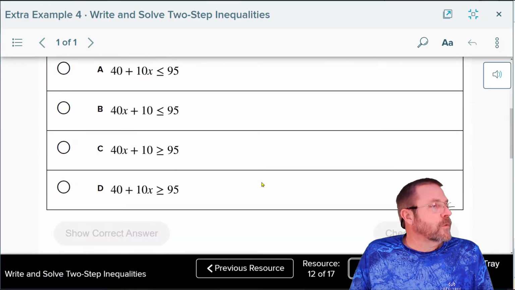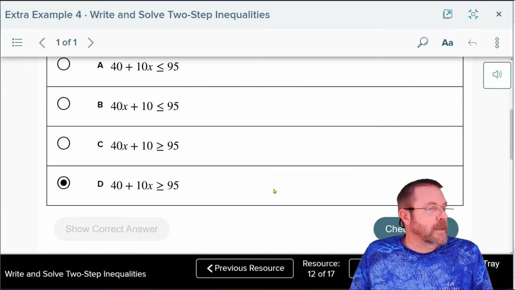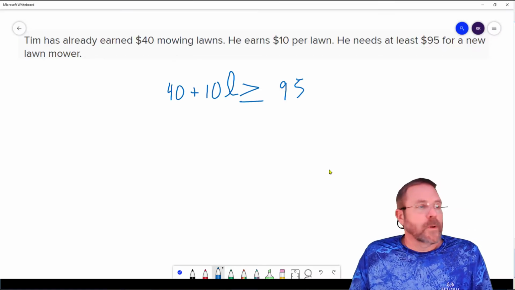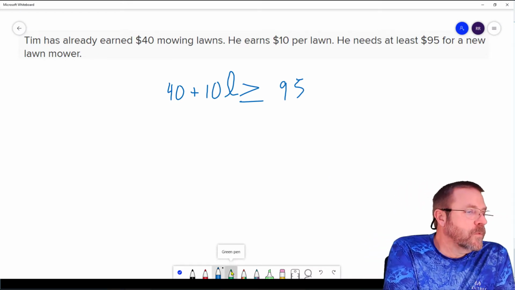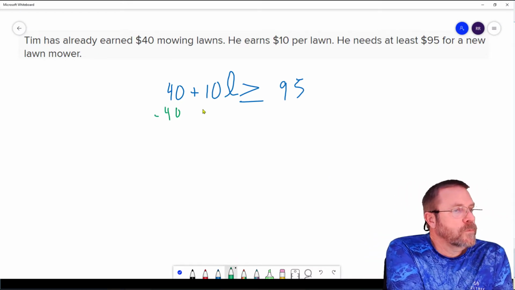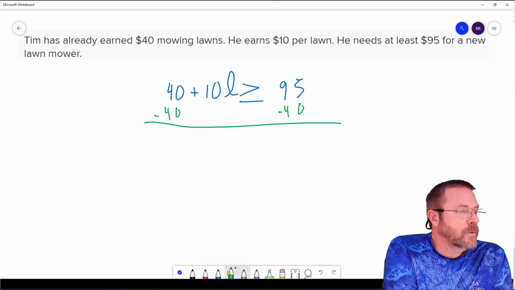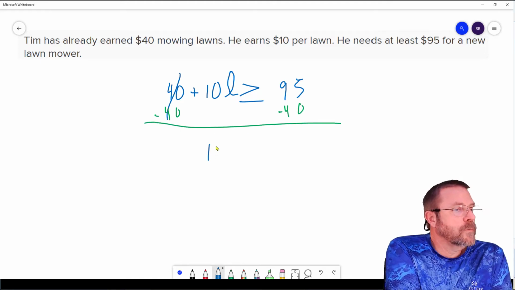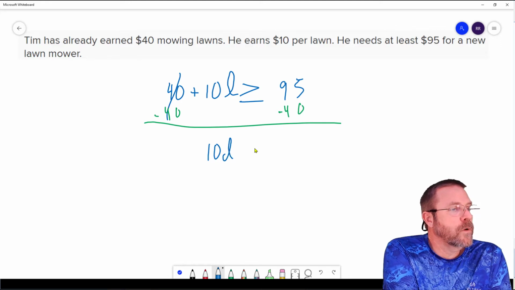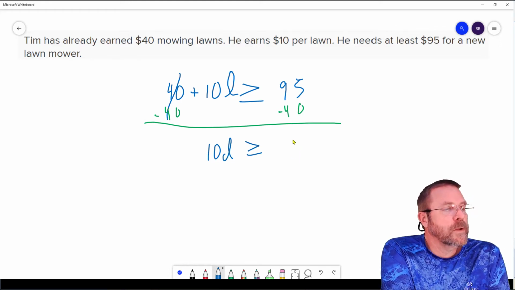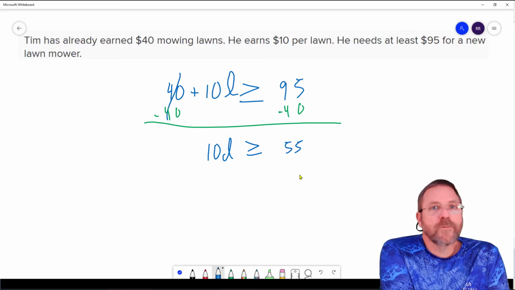Let's find one here that looks like that. 40 plus 10x, nope, that's less than 40x, nope, that's going to be D. D is going to be our formula. And then we're going to isolate the variable, subtracting 40 from both sides on the left and on the right. When I do that, these zero out, leaving 10 times the number of lawns has to be greater than or equal to 95 minus 40. That's going to leave me with 55.